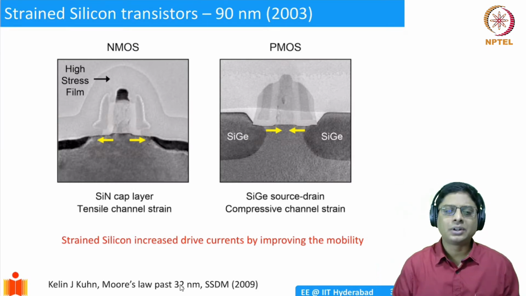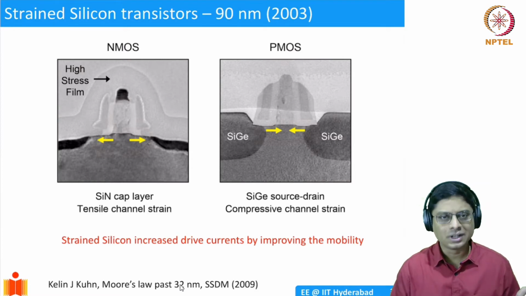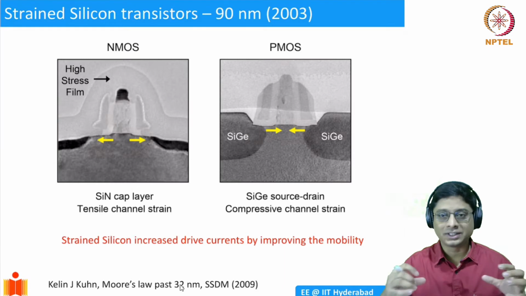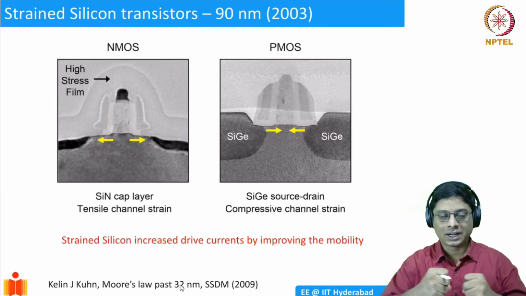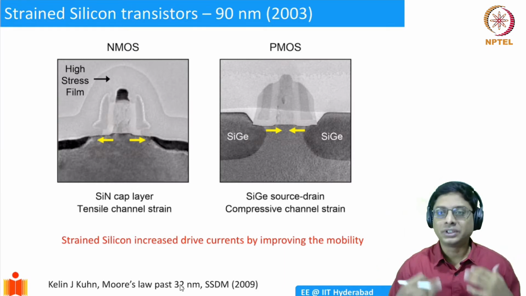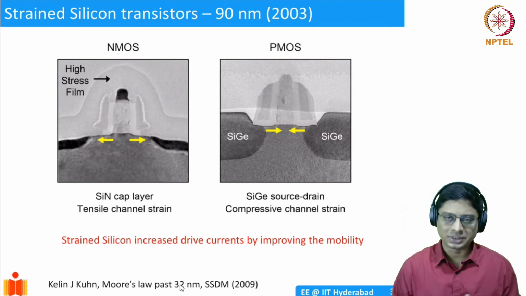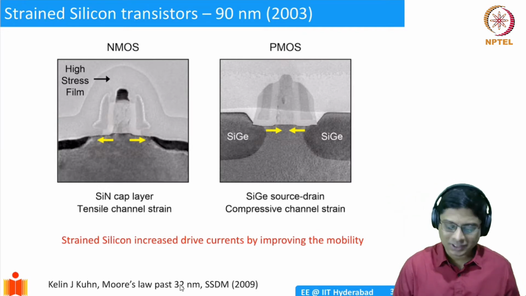Why and all that, of course, you have to get into a lot of detail that you'll probably do if you're doing research. But for now, I just wanted to introduce that. Okay, there is this concept of strain. That means your lattice is being manipulated to improve the drain current. And this was done in 2003, and it worked for a couple of years.